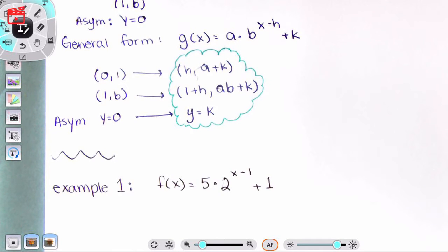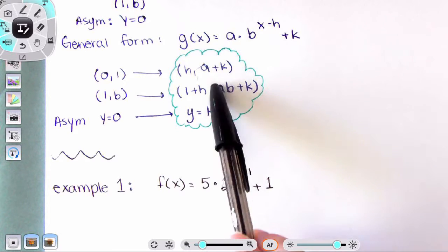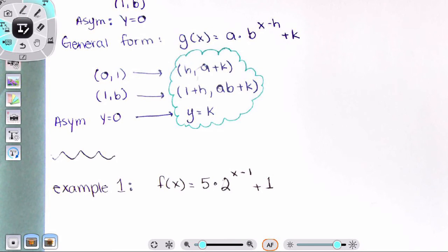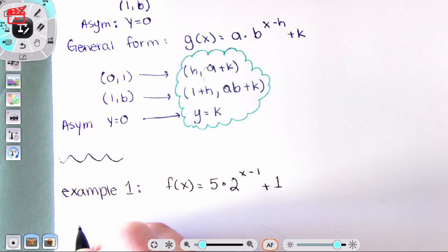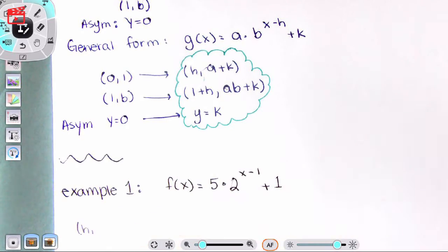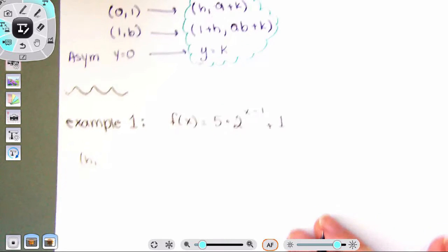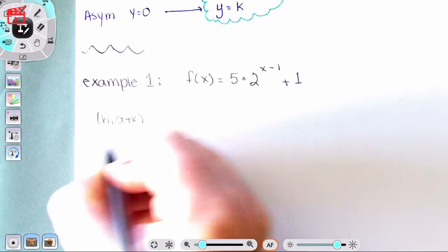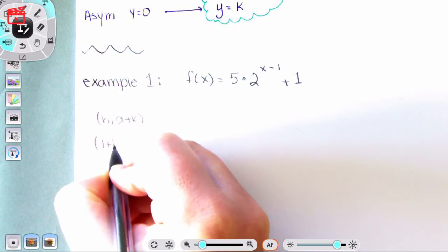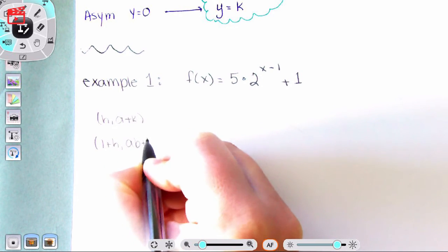Okay, so the first thing I'm going to do is use my formulas for my points. Formula number 1 is to find our first point. Formula number 2 is to find our second point. I'm searching for different colors so I can use them for you. So the first is (h, a plus k), and the second is (1 plus h, ab plus k).